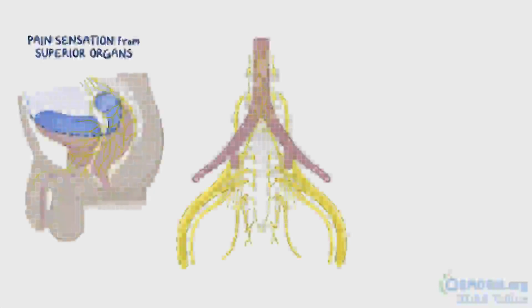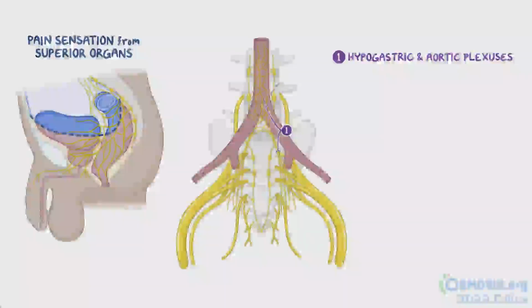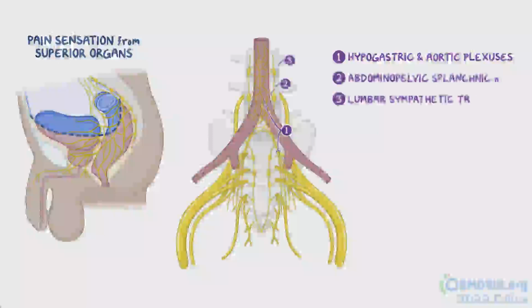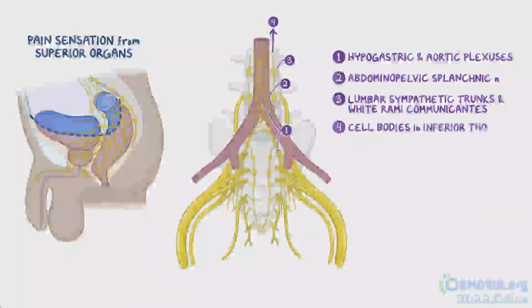So, pain sensation that comes from superior organs follows along the sympathetic nerves in a retrograde fashion, traveling up the hypogastric and aortic plexuses. Then they are carried by the abdominopelvic splanchnic nerves to the lumbar sympathetic trunks and white rami communicantes. Finally, they reach the cell bodies in the inferior thoracic and upper lumbar spinal ganglia.